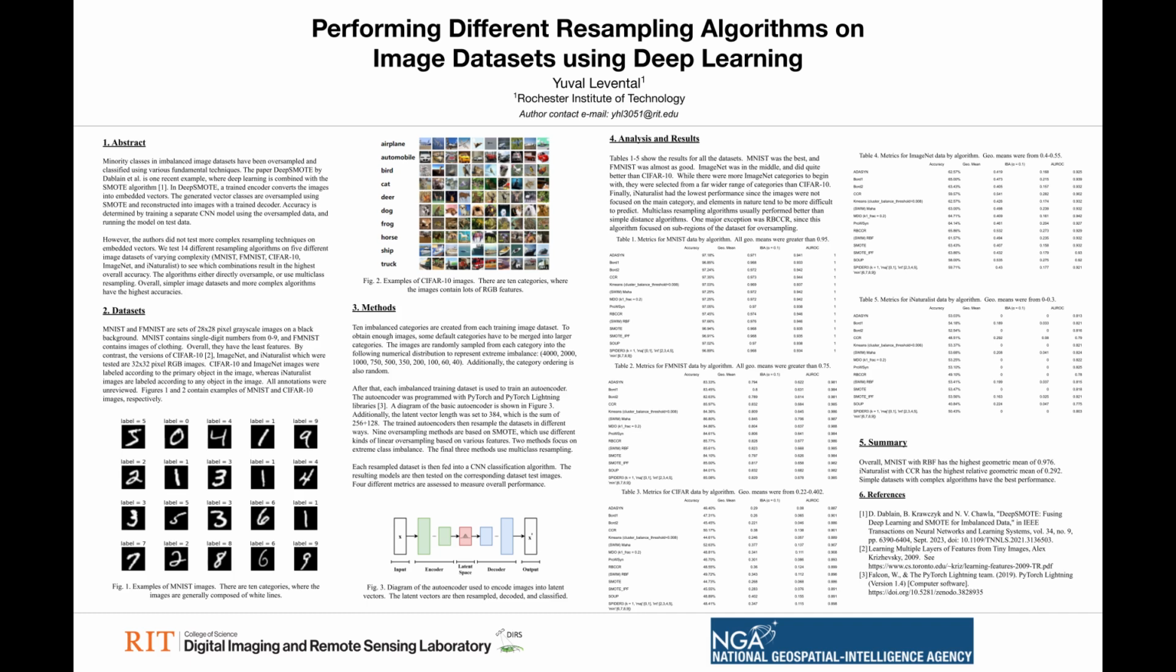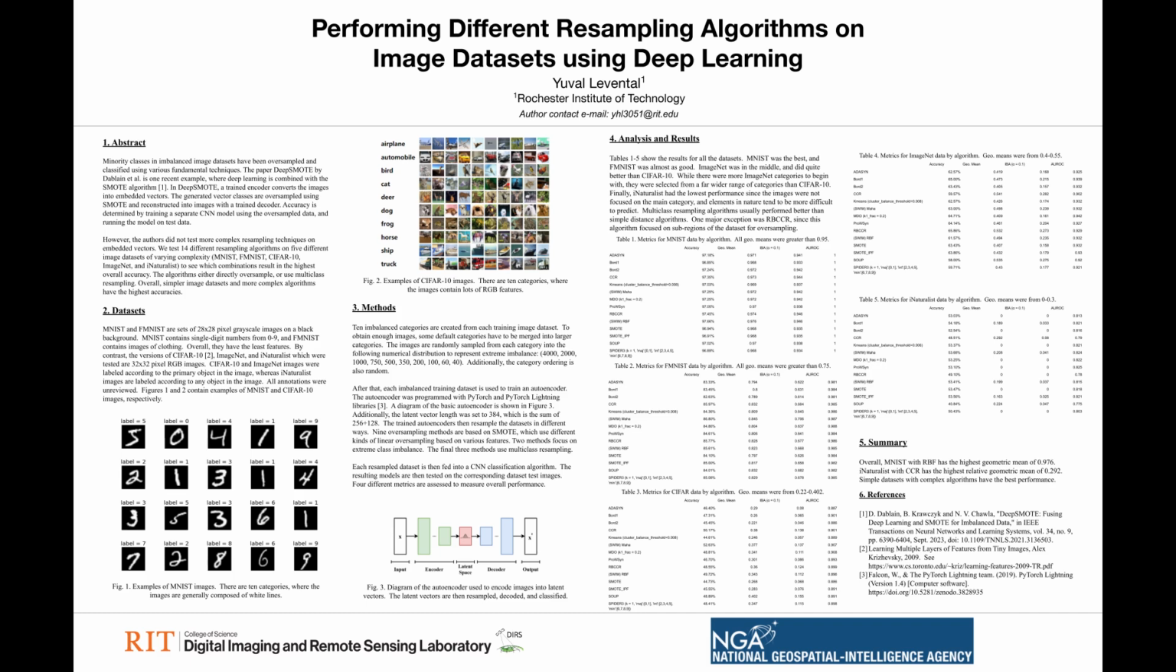Recently, minority classes in imbalanced image datasets have been oversampled and classified using various fundamental techniques. The paper Deep SMOTE by Dablain et al. in 2022 is one recent example where deep learning is combined with a SMOTE algorithm. In Deep SMOTE, a trained encoder converts the images into embedded vectors. The generated vector classes are oversampled using SMOTE and reconstructed into images by a trained decoder. Accuracy is determined by training a separate CNN model using the oversampled data and then running the model on provided test data.